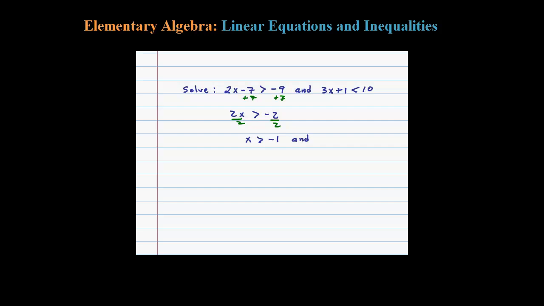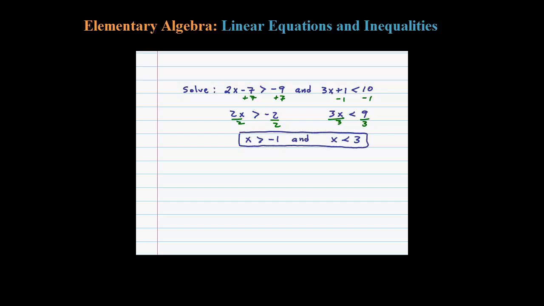And at the same time, we need all the solutions that solve this second inequality. So we'll first subtract 1 there, and then leaves me with 3x is less than 9. And then dividing by 3, that leaves me here with x is less than 3.